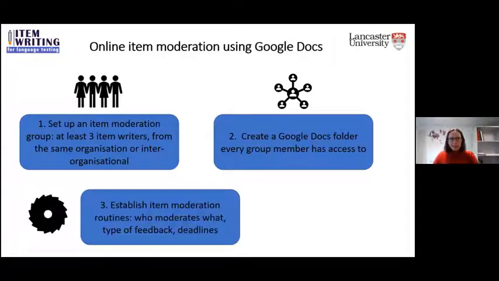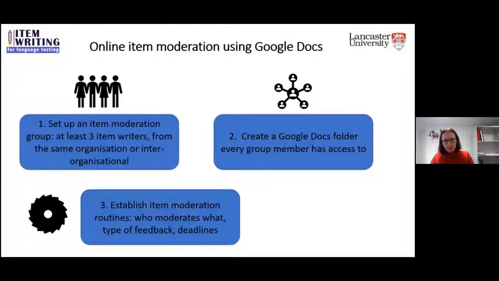And it's very important that item moderation routines have to be established. For example, who moderates what? Whenever an item is uploaded onto the system, this group needs to ensure that at least 2 people have looked at the item. And when there are more than 3 people in the group, then probably some allocations have to be made. A group leader has to be elected who will arrange these allocations. Also, the deadlines are important, so by when this moderation happens. And you decide on the type of feedback that you provide to item writers.